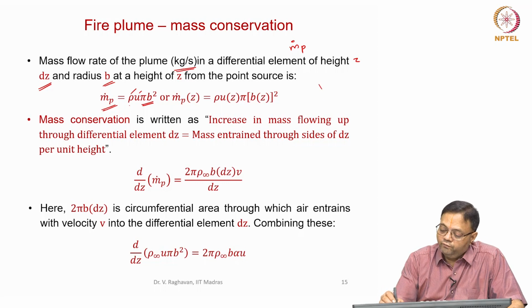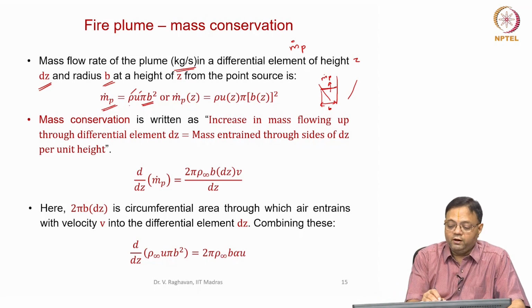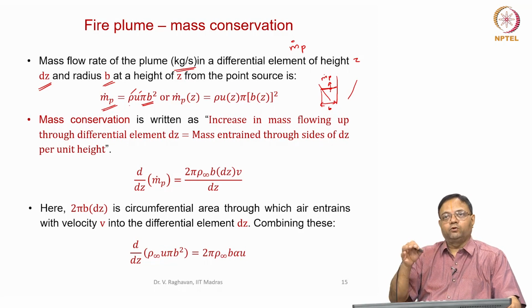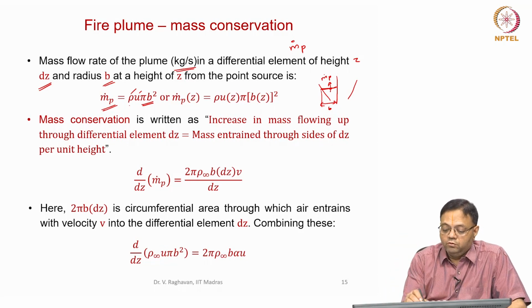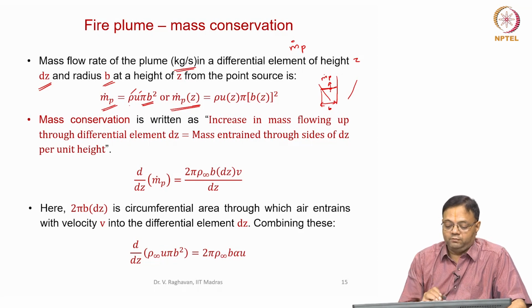That will be the mass flow rate. This is b, the radius. So this is the mass flow rate of the plume. The area under consideration is pi b square. Rho, u, etc. are the quantities at the particular height. Now, at a particular z, m dot p of z can be written as rho u of z pi b of z square.